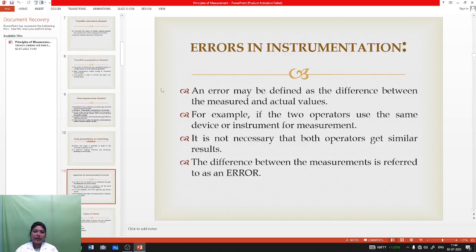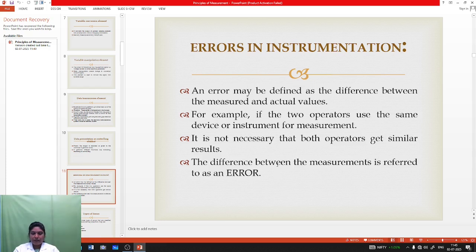The next topic is error in instrumentation. So what is error? Error is defined as the measure of deviation, the maximum deviation from the true value. That is, the difference between the true value and the actual value is called the error.